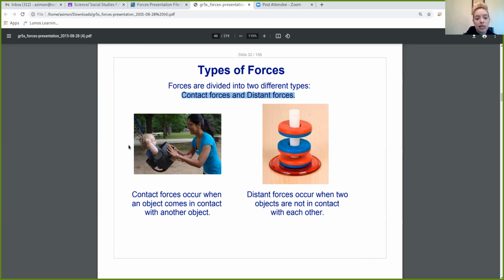Now in this picture, we see an example of contact forces. These two items are touching, okay? The mom is pushing and touching the baby. So contact forces occur when an object comes in contact with another object.